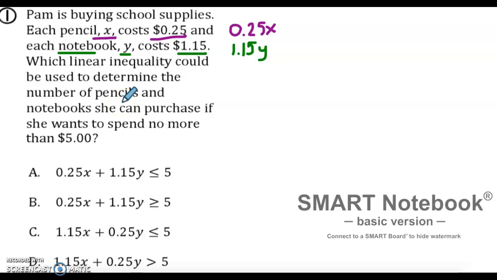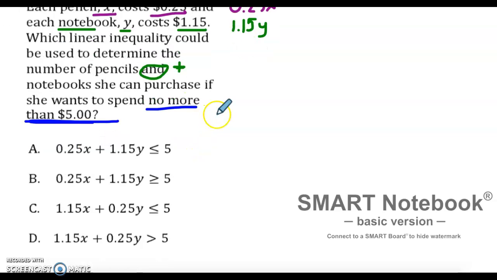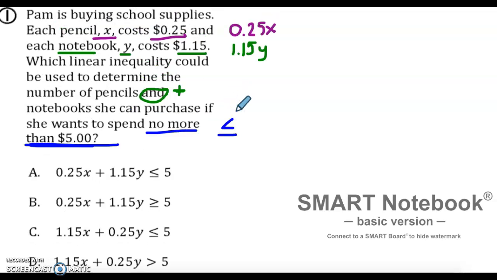Which linear inequality could be used to determine the number of pencils and notebooks? That word and means we're going to be adding the pencils and the notebooks together. She can purchase if she wants to spend no more than $5. So that no more than means that our inequality is going to have a less than or equal to symbol in it. The price per pencil plus the price per notebook, when we add them together, could be no more than $5. So from reading the problem, this is what we have.